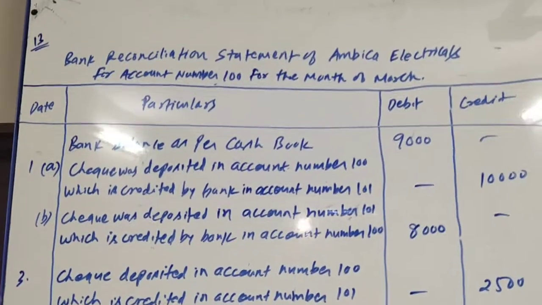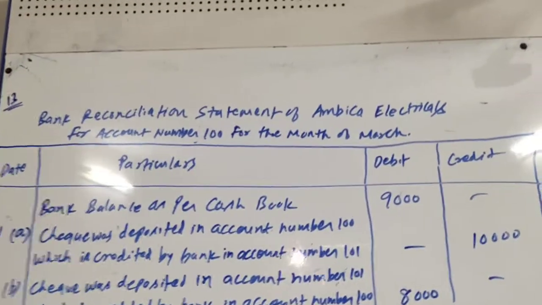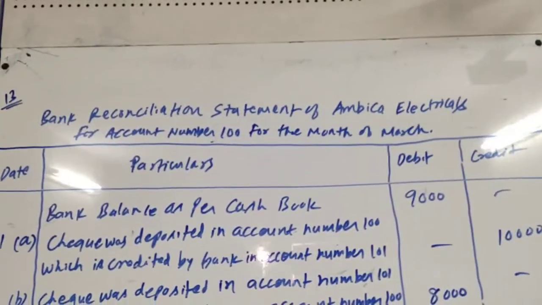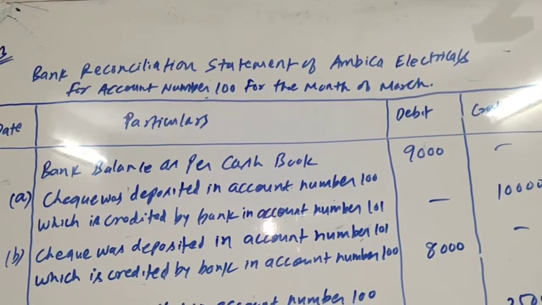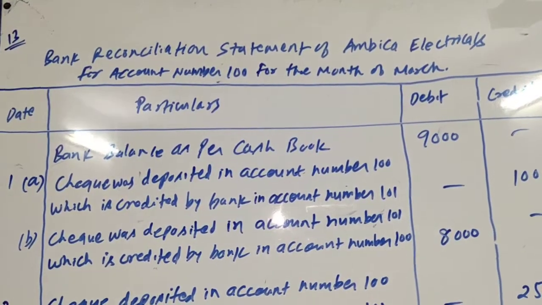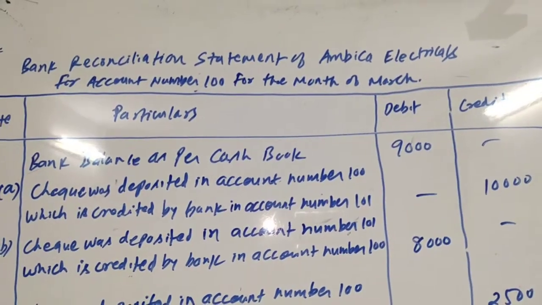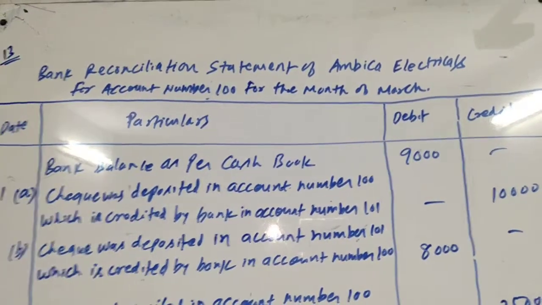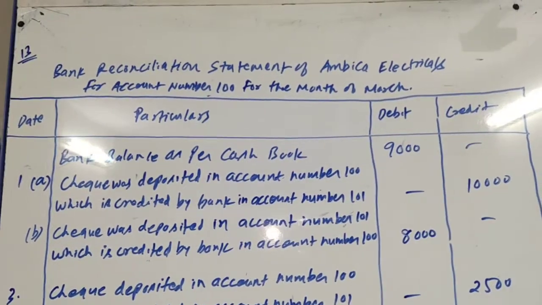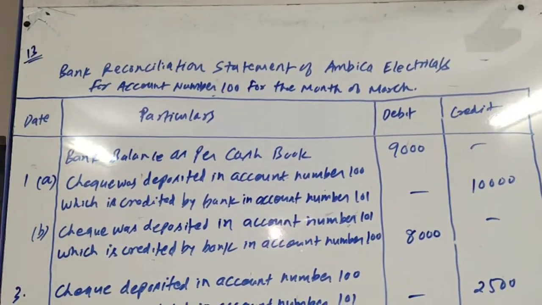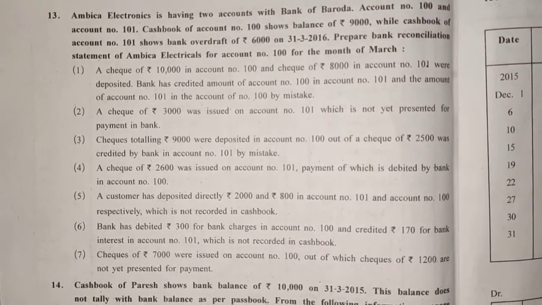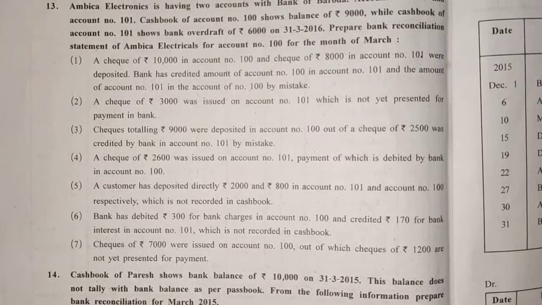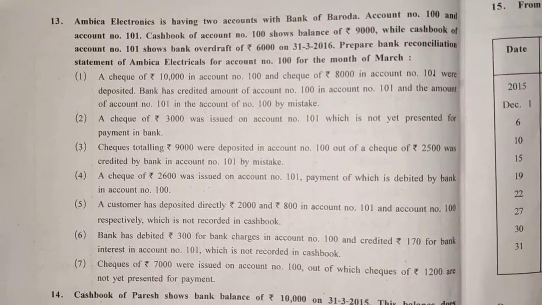So here it is. You can see bank reconciliation statement of Ambika Electricals for account number 100 for the month of March. Bank balance as per cash book rupees 9,000. Debit side I have written here because bank balance as per cash book is a debit balance. Next, now one by one we will see the reasons of difference and we will record them in BRS if it affects our balance.